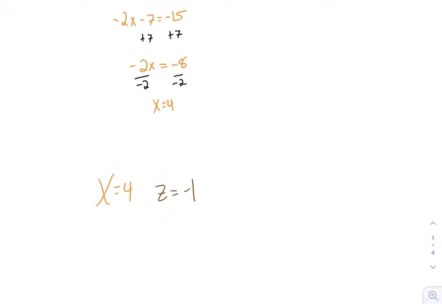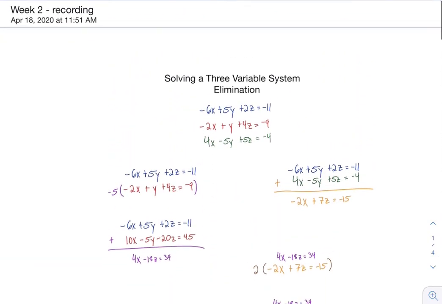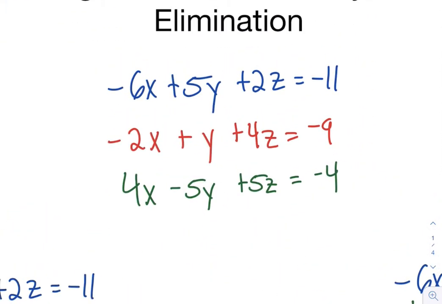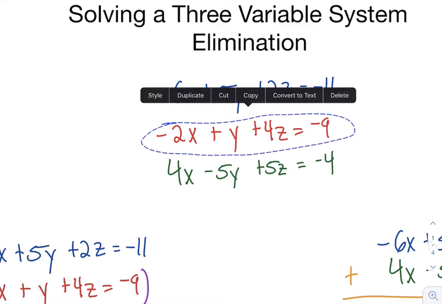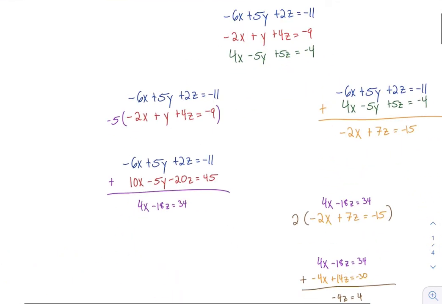I'm still missing y. So what I'm going to have to do is go back up to one of the 3 original equations. Doesn't really matter which one. Pick your favorite one here. It looks like 2, or the red one. The second one has probably the smallest numbers to deal with. It's really up to you. Whatever one looks the best to you.